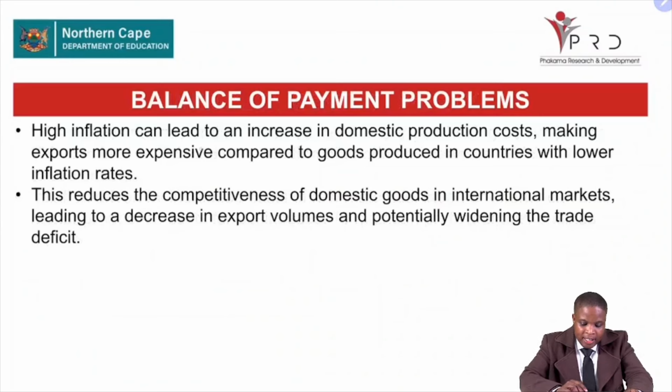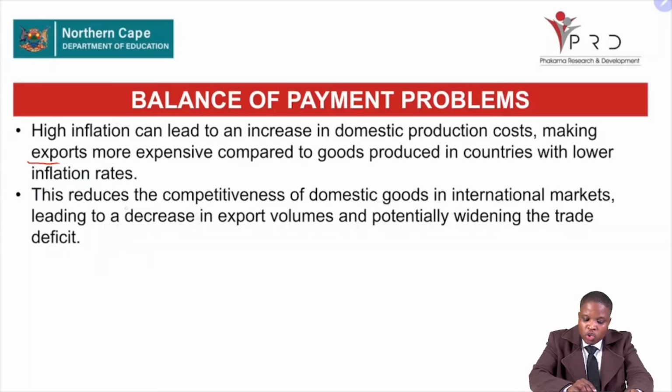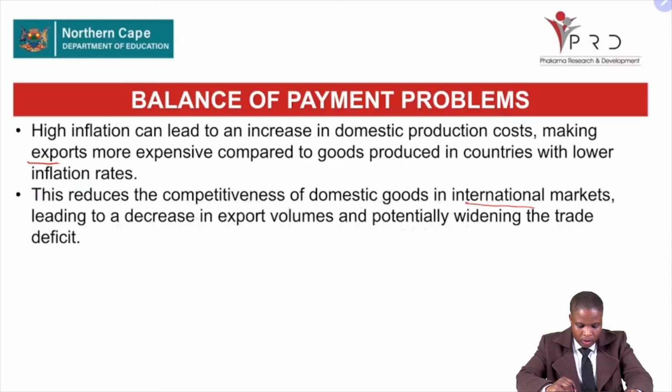High inflation can lead to an increase in the domestic production cost, making export more expensive compared to goods produced in countries with lower inflation rate. So inflation will lead to our export prices being high. When export prices are high, the demand decreases. This reduces the competitiveness of domestic goods in the international market. So we become less competitive when it comes to what? International markets, leading to a decrease in export volumes and potentially widening the trade deficit.